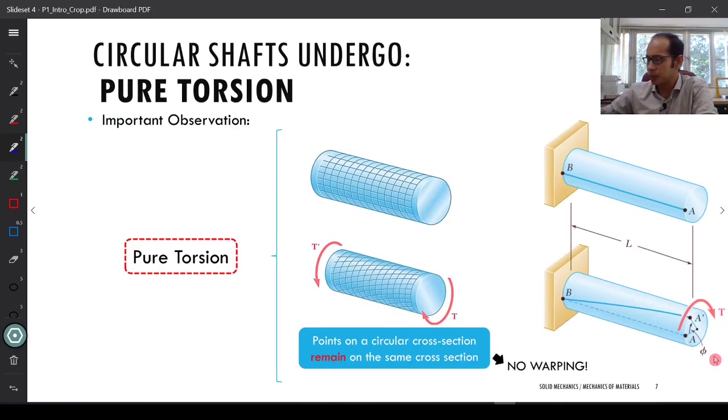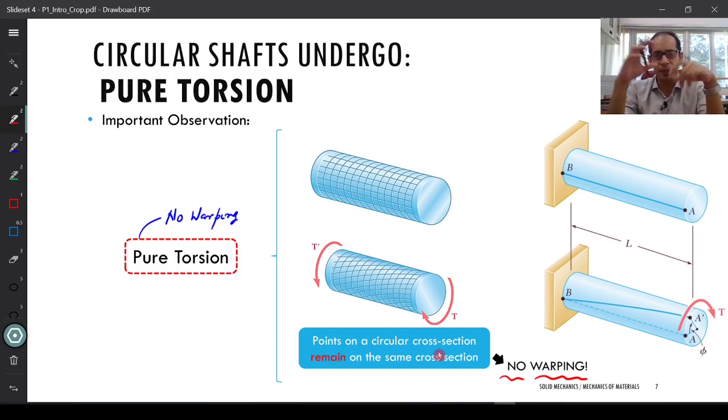Now, just reinforcing that idea, the case where you have no warping is known as pure torsion. So this is pure torsion, meaning when you have no warping, that is, the cross sections still remain perpendicular to the longitudinal axis, and as indicated here, the points on the circular cross section remain on the same cross section, and you do not have any phenomenon of warping over here. Now I want to draw your attention to again how these points are moving. As I said, the points on the cross section remain on the same cross section.